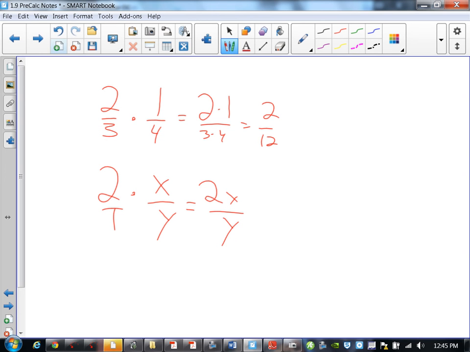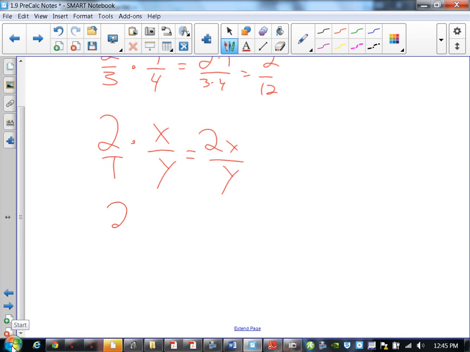So this is why you get 2x over y. It's the exact same idea when it's 2 times... It's the exact idea where you're just multiplying numerator together, denominator together. You do the same thing, okay? That's where we got 2x minus 6 over x plus 1. Does that make a little bit more sense? I don't know where you got the last part from.